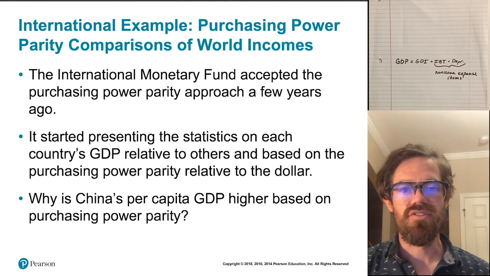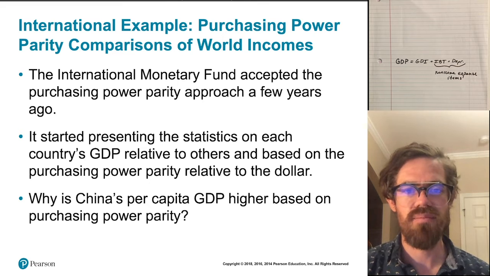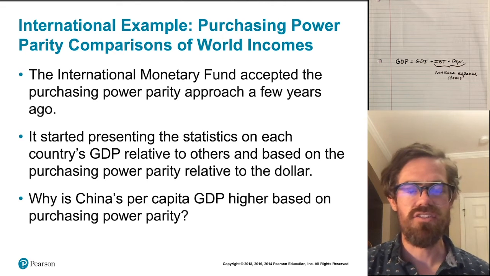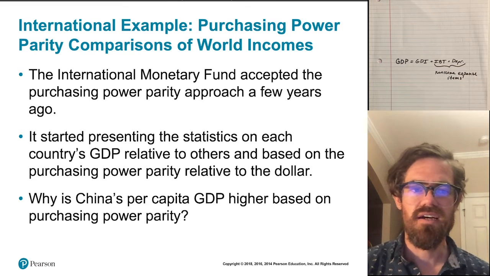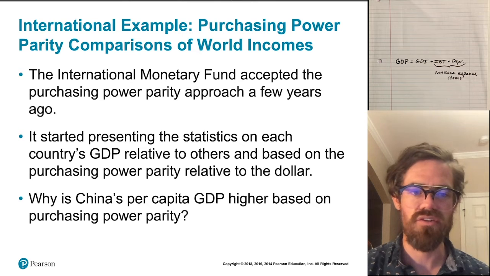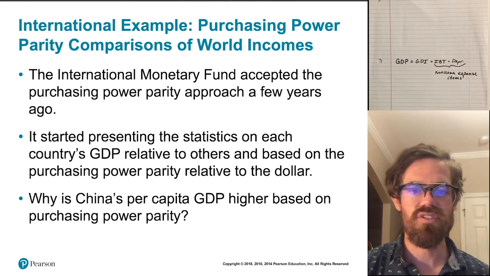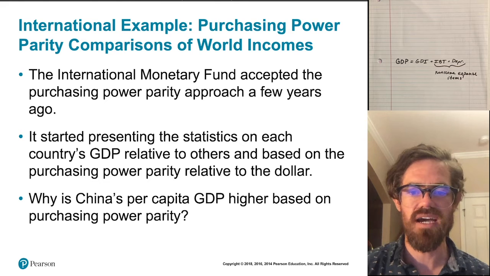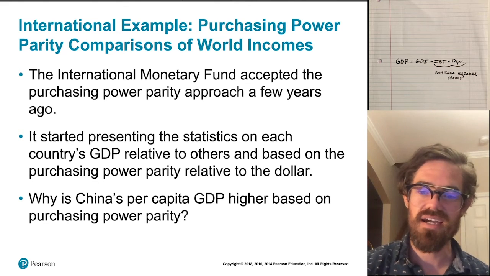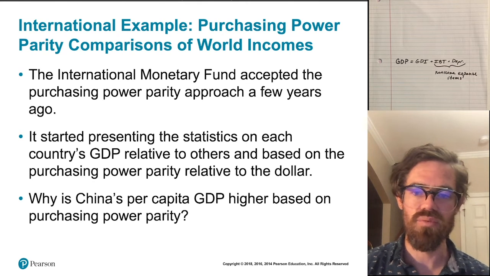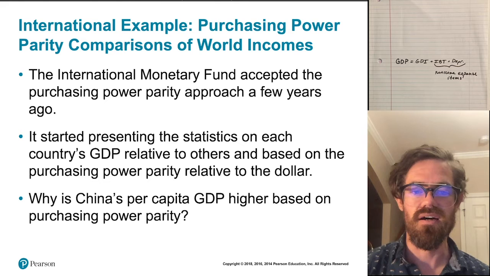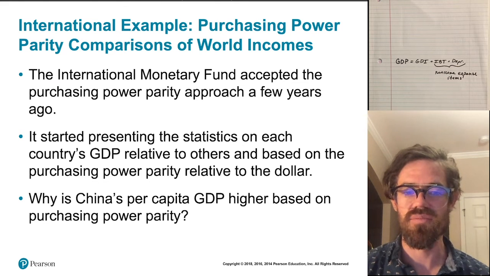All right, we're going to wrap up this section and this chapter with an international policy example. So thinking again about purchasing power parity comparisons. The International Monetary Fund, or IMF, maybe you've heard of it, accepted the purchasing power parity approach probably 5 years ago or so at this point. And it started presenting statistics on countries' GDPs relative to each other, based on purchasing power parity relative to the dollar. As it turns out, China's per capita GDP is higher based on purchasing power parity. If you don't account for the fact that it's much cheaper to live in China, it looks worse, but once you account for that, it looks like China's population on a per capita GDP measure is actually doing better than us.